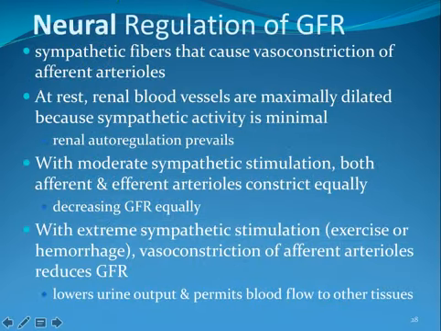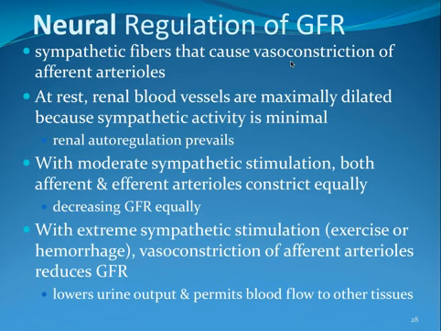Okay. And then neural regulation of glomerular filtration rate. Sympathetic fibers will cause vasoconstriction of the afferent arterioles. And again, if you think about this, it makes sense. So your fight or flight response, right? Your body is not interested in sending blood to the kidneys to be filtered. If it's a sympathetic nervous response, that means something's attacking you, you've got to run away. That means blood needs to be going to muscles, right? Because you've got to survive.